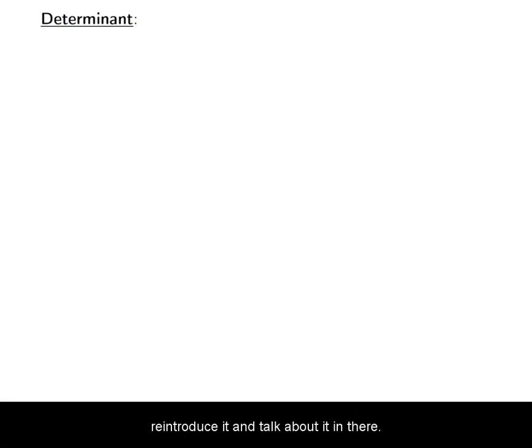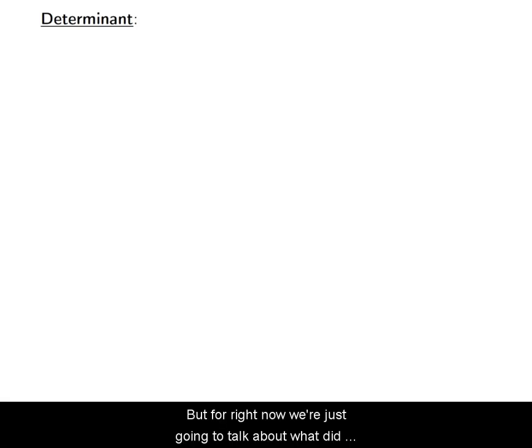So before we talk about the cross product, we have to talk about what's called the determinant. We're going to talk about the determinant a lot later on in chapter 10. So right now we're just going to introduce it, and we will reintroduce it and talk about it in depth in the next chapter. But for right now, we're just going to talk about what the determinant is.